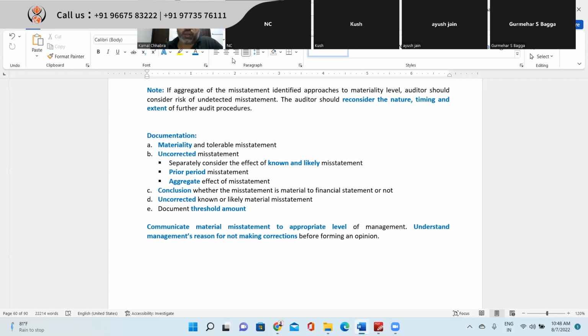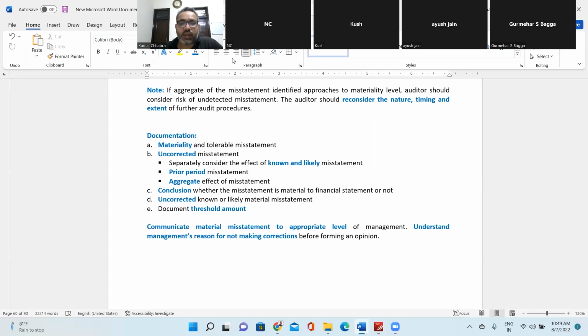And communicate material misstatements to the appropriate level of management, and wherever needed to those charged with governance, and understand the reason from management why they are not making the correction before forming any opinion. So all the misstatements you have identified, you'll be discussing with the management first, right? For some of them, management does the correction, and some of them management may not agree to.